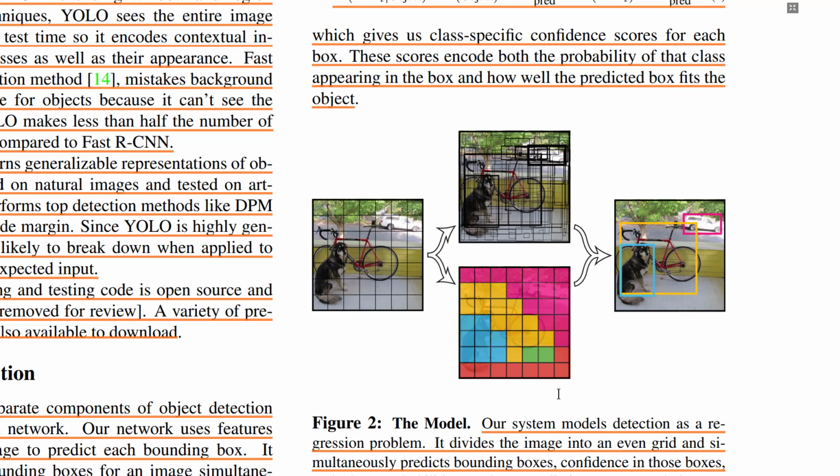To better understand the concept of non-max suppression, let's look at this figure from the YOLO version 1 paper. Suppose we have this image which is passed into the model, and then we have all these predictions right here.